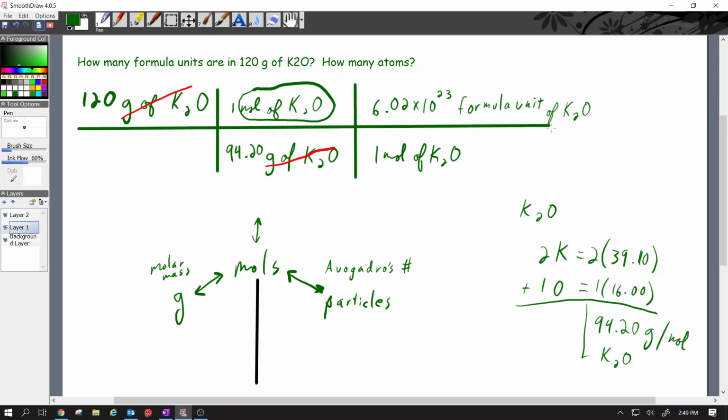All right. So at that point, I will have 120. I will multiply by 1. I will multiply by Avogadro's number, and then I will divide by 94.20, and that altogether will give me about. Now here's the thing: because of the 120, that is 2 significant figures, and so I need to round to 2 significant figures, and so that's going to be 7.7 times 10 to the 23rd. Is that correct? Formula units.